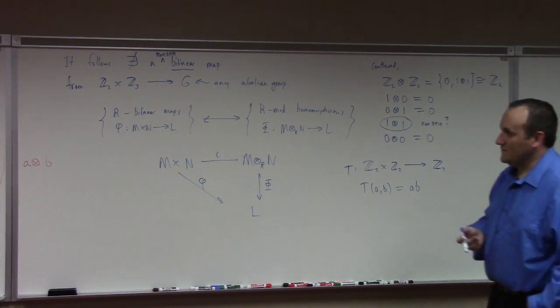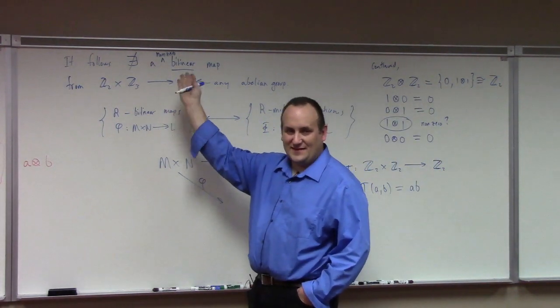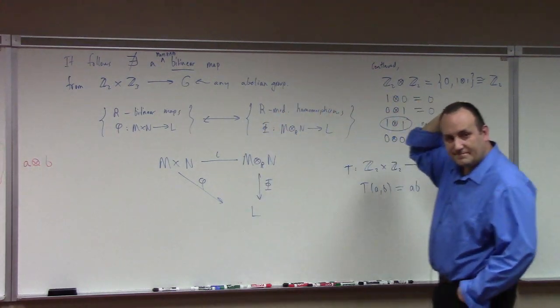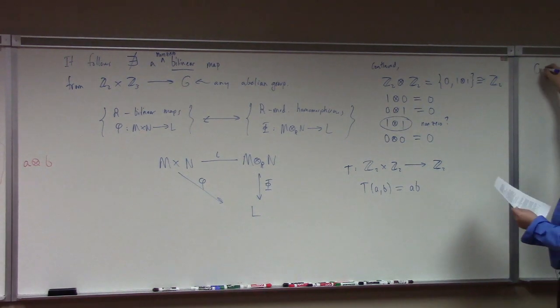Maybe it's not intuitive that Z2 tensor Z3 is 0, though, right? Maybe you'd think it would be Z6, but it's not. That's not how it works. Or Z5. So Z2 tensor Z2 is isomorphic to Z2 as a ring? Yeah. Okay.